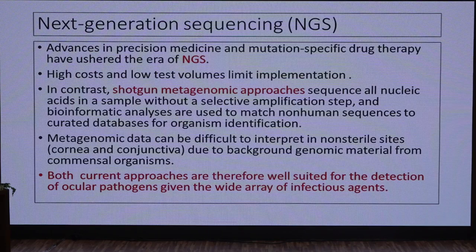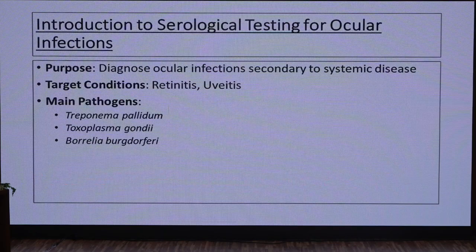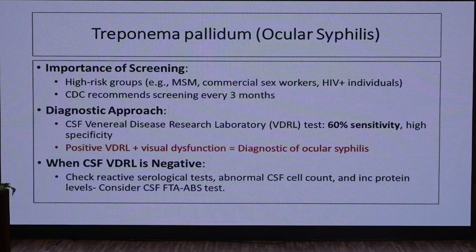Next generation sequencing and shotgun metagenomic approaches, both these current approaches are well suited for the detection of ocular pathogens given the wide array of infections, but they are used for research purposes and not for routine purposes. Coming to serological tests, retinitis and uveitis can be diagnosed secondary to systemic infection. Pathogens include Treponema pallidum, Toxoplasma gondii, and Borrelia burgdorferi.